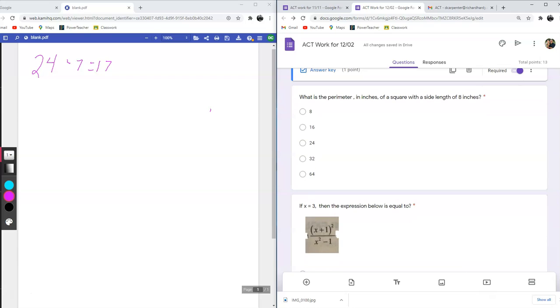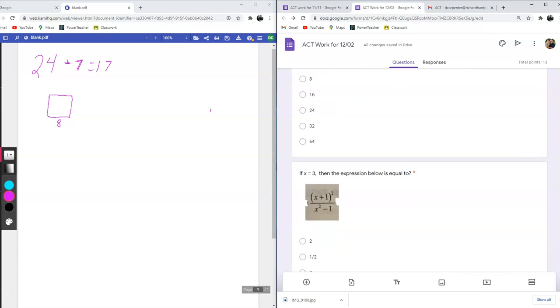All right. What is the perimeter in inches of a square with a side length of 8? Okay, fairly simplistic. That's a horrible square. Good grief. Let's try this again. So I have a square, side length of 8, it wants the perimeter, so I add up all the way around, and it's 32. All right, next one.